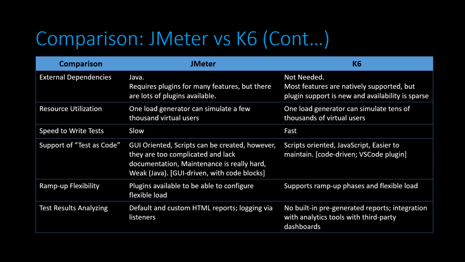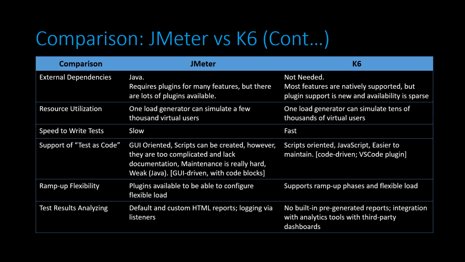Okay, so scripting is a little slow in JMeter because you have to do all these transactions and steps in JMeter, whereas in K6 it's very fast. It is a pure JavaScript program which you need to write. Okay, so it gives a great flexibility of plugins. You can configure your test in that manner. And in K6 also, there is support for ramp-up phases and flexible loads as well.